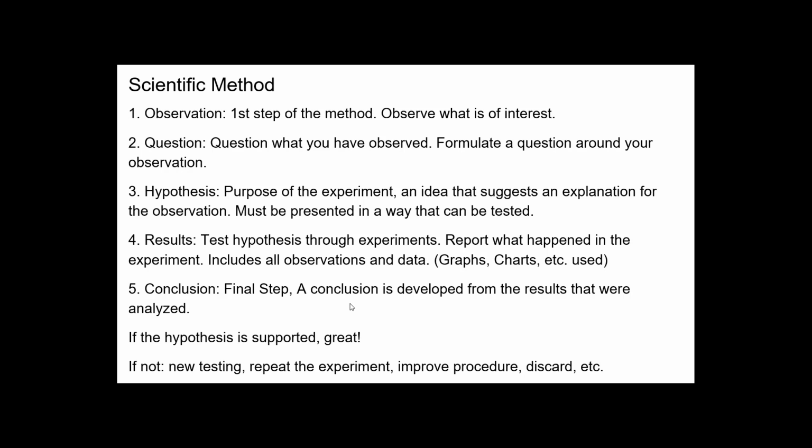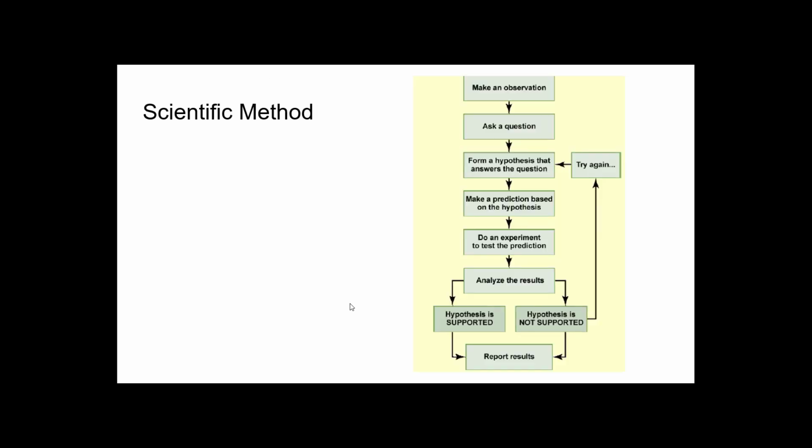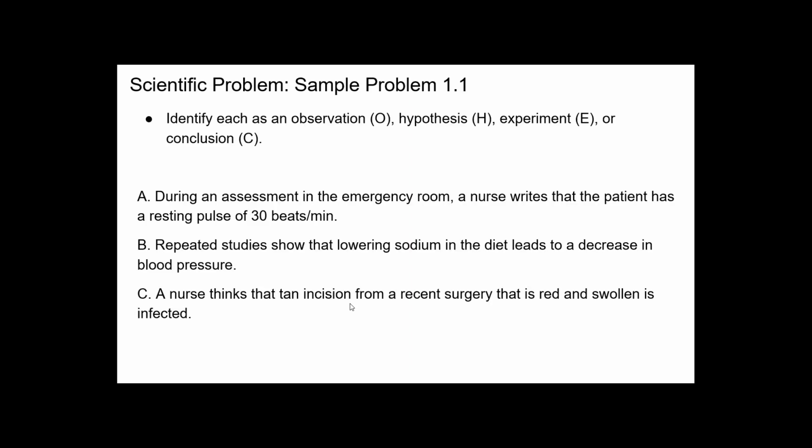And if your hypothesis is supported, great, you can do it again to make sure it's reproducible. You can expand on that. And if not, you have to do new testing, repeat the experiment, improve the procedure, or you may even have to discard the idea completely. So this is the scientific method. This is what we tend to go through, and it's fluid. Not everything works exactly this way, but this is a general protocol for it.